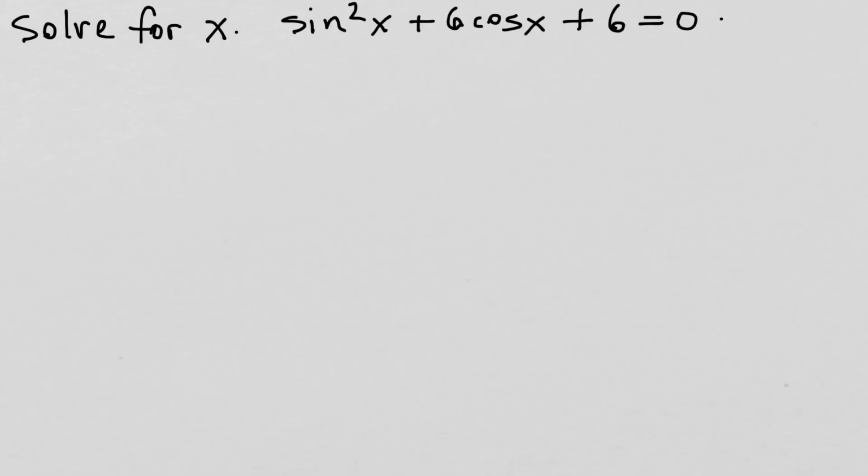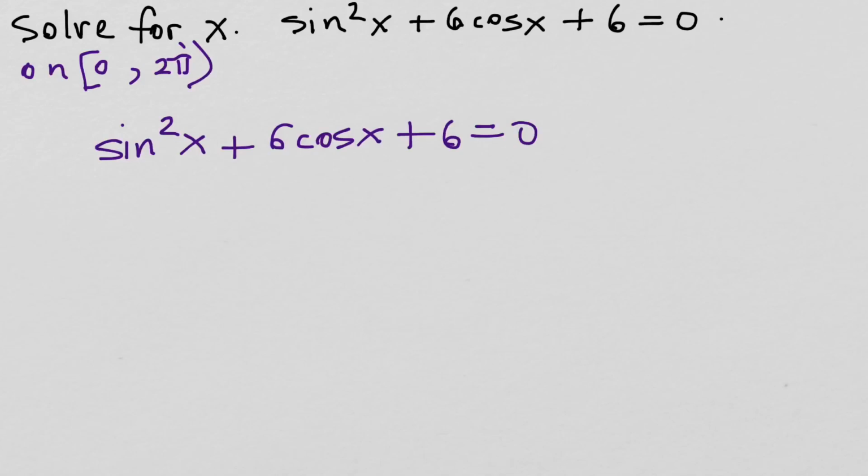Let's do one more of these. So here we'll say on the interval 0 to 2 pi. We're not looking for the n pi or k pi stuff this time. That's messy. Okay, so I rewrote my problem.